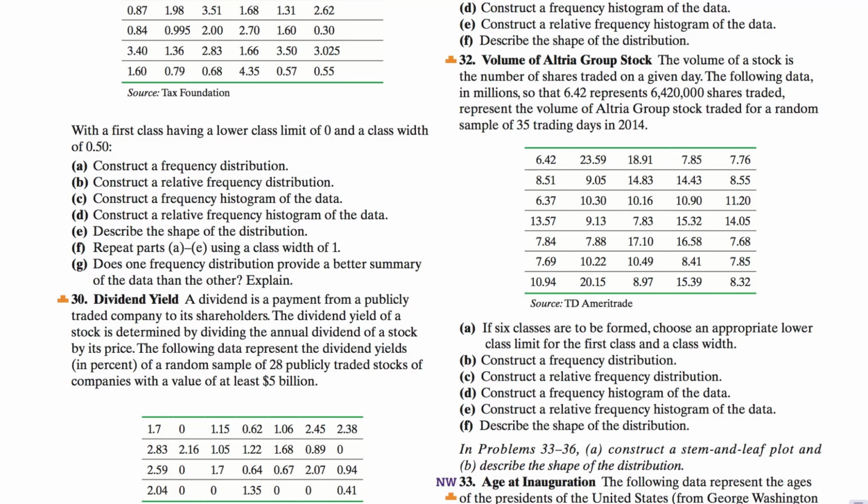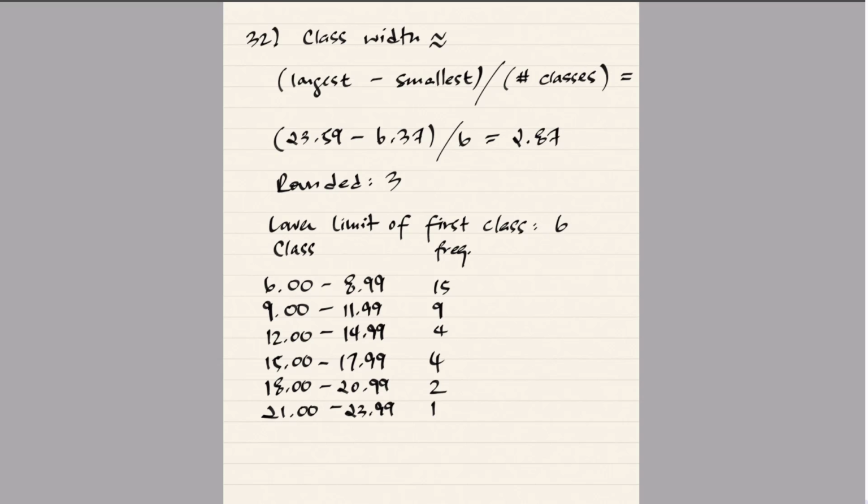So we answered part A. Again, we used 6 classes, and we made the lower limit of the first class 6, and we chose a class width of 3. And then for part B, we constructed a frequency distribution, or what we would probably describe as a raw frequency distribution, as you saw. And so the next thing we want to do is the relative frequency distribution.